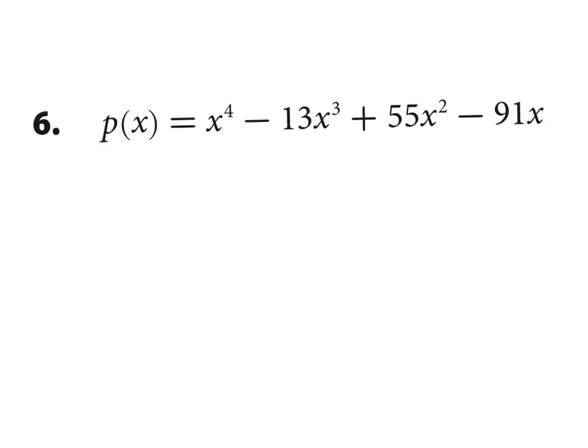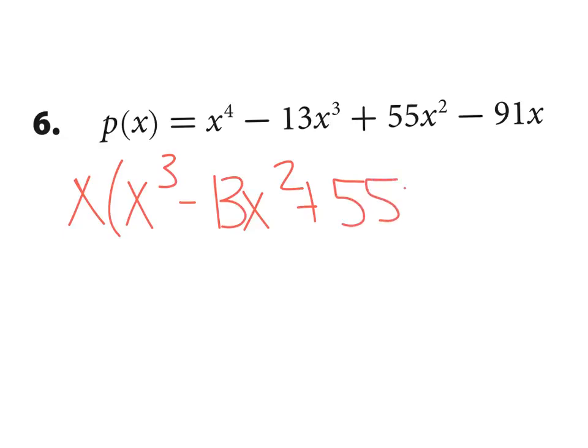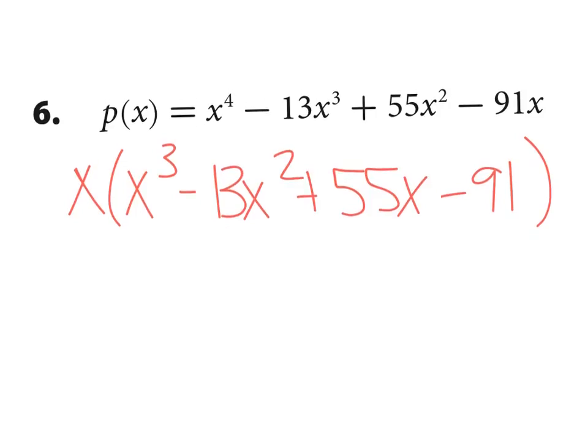All right, so we have x to the 4th minus 13x cubed plus 55x squared minus 91x. My thought is to group it. We can take out an x. Let's take out the GCF first. So if I take out the x, then I'm left with x to the 3rd minus 13x squared plus 55x minus 91. And now it has 4 terms, so your default thought is grouping. Okay, so don't write this.